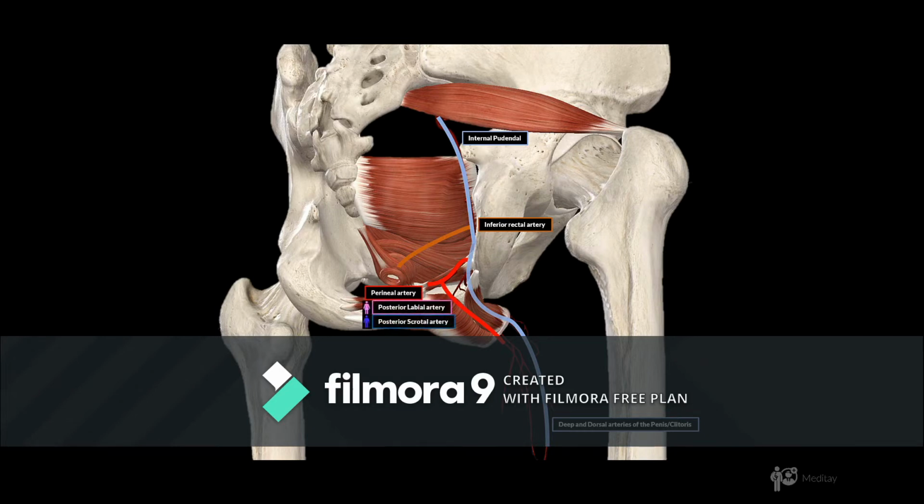Another branch of the internal pudendal artery is the urethral branch, supplying the urethra. Then there is the artery of the bulb of the penis, which supplies the bulb of the penis in males, or the artery of the bulb of the vestibule for the bulb of the vestibule.